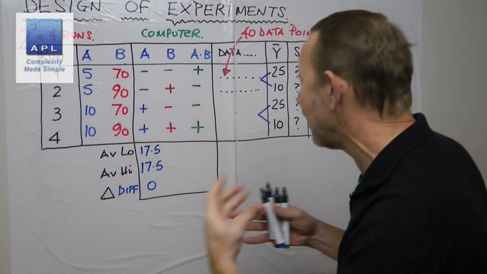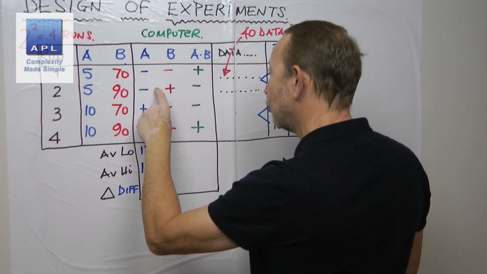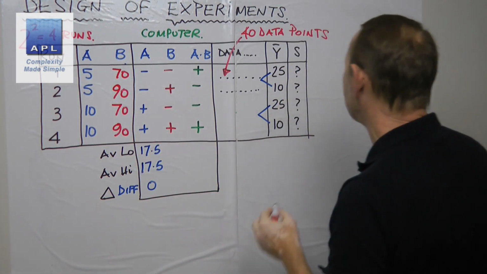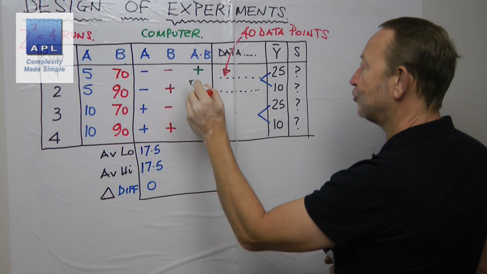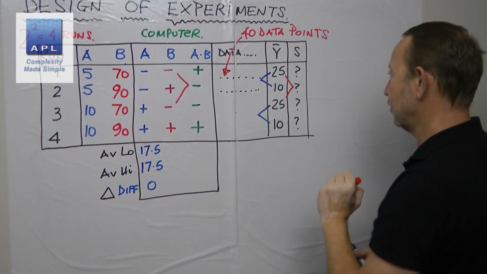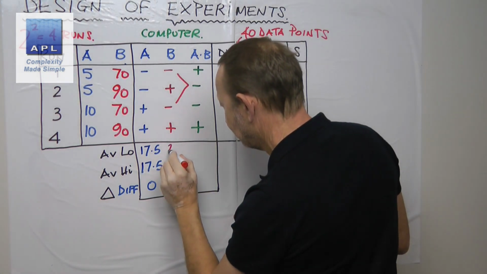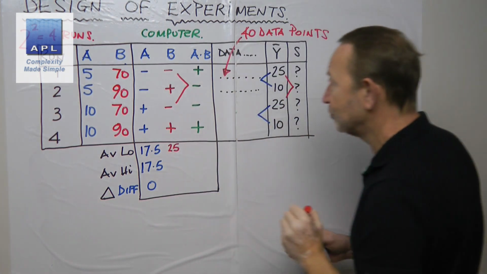Now what we're going to do is change the combination. We're going to go 1, 3 versus 2, 4. So we're going to look at what was the average when B was low. These 2: 25 and 25 over 2. Well, that's easy. It comes to 25.